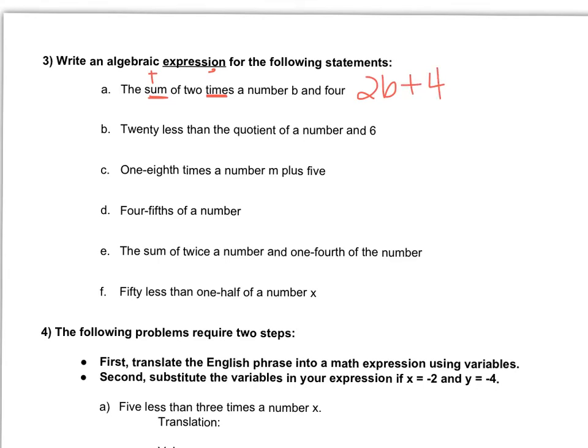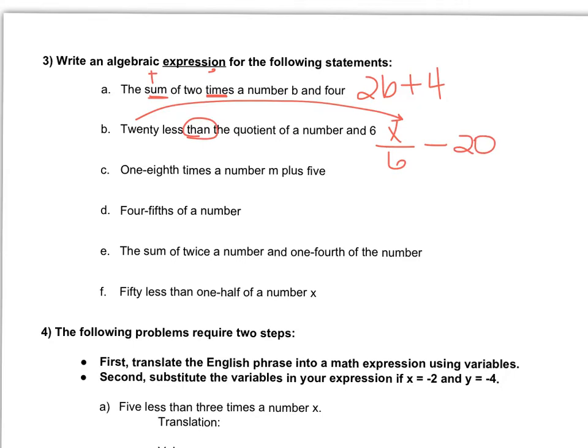Part B says 20 less than the quotient of a number and 6. So I see the word than, so 20 goes to the end. And then it's the quotient of a number and 6. So that's going to be x over 6. And then 20 less than, so minus 20.